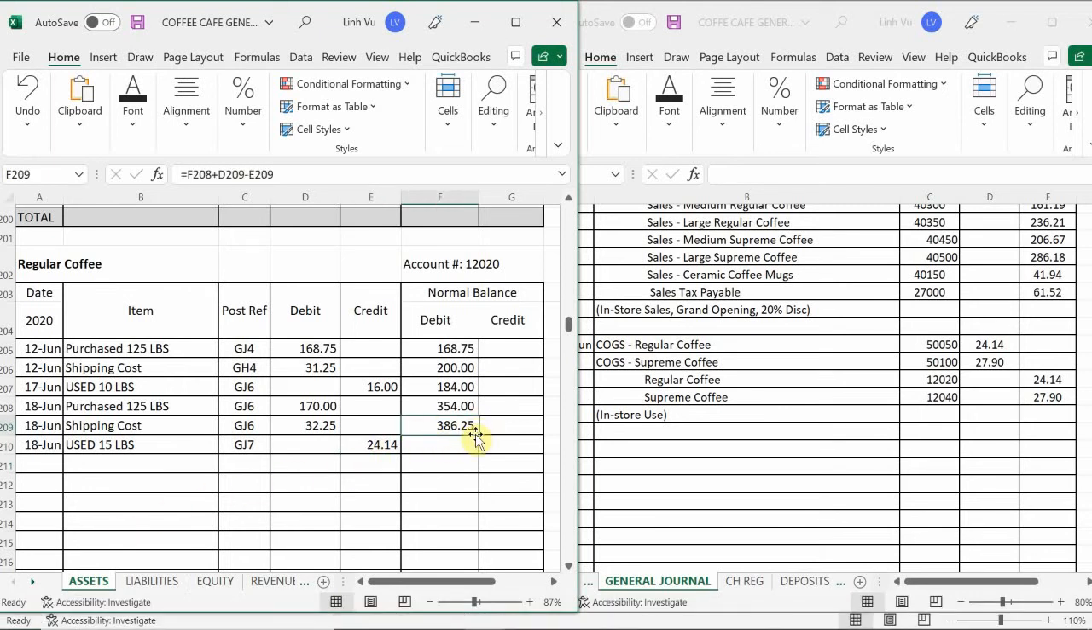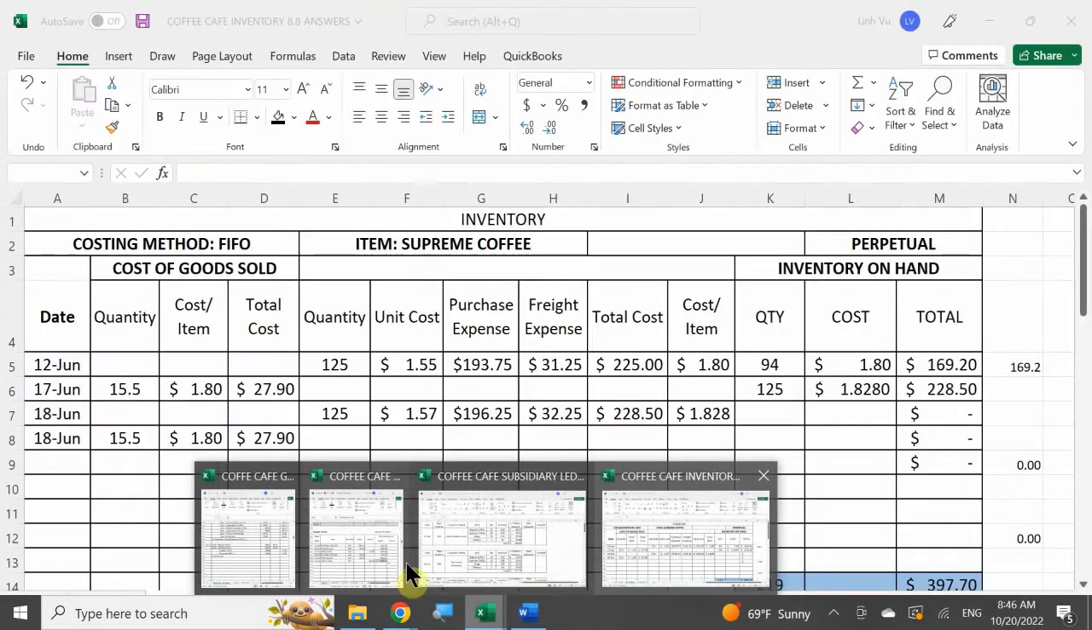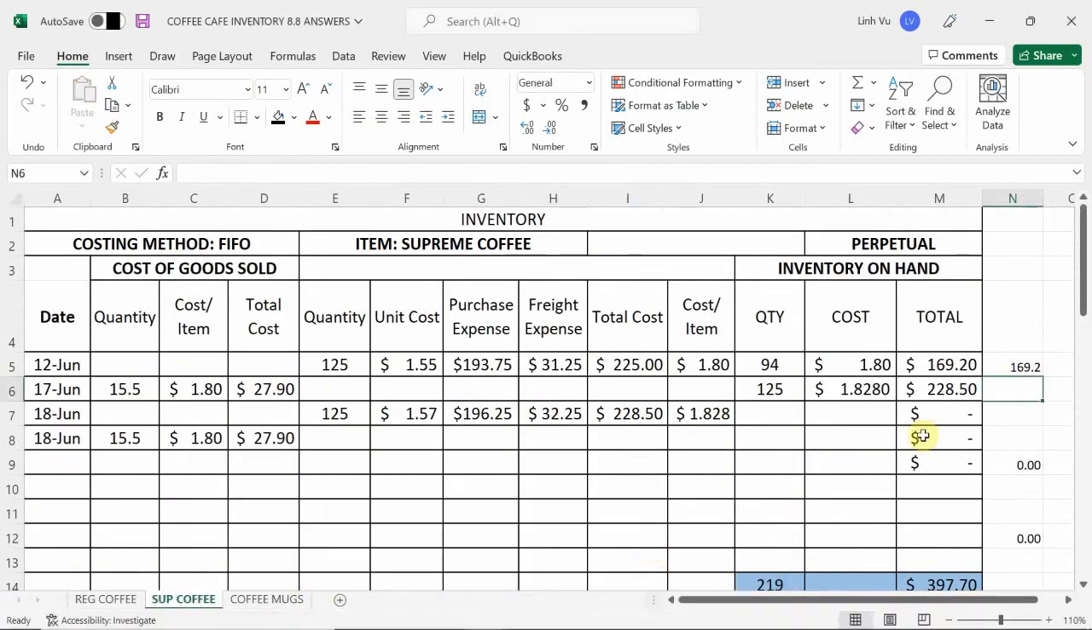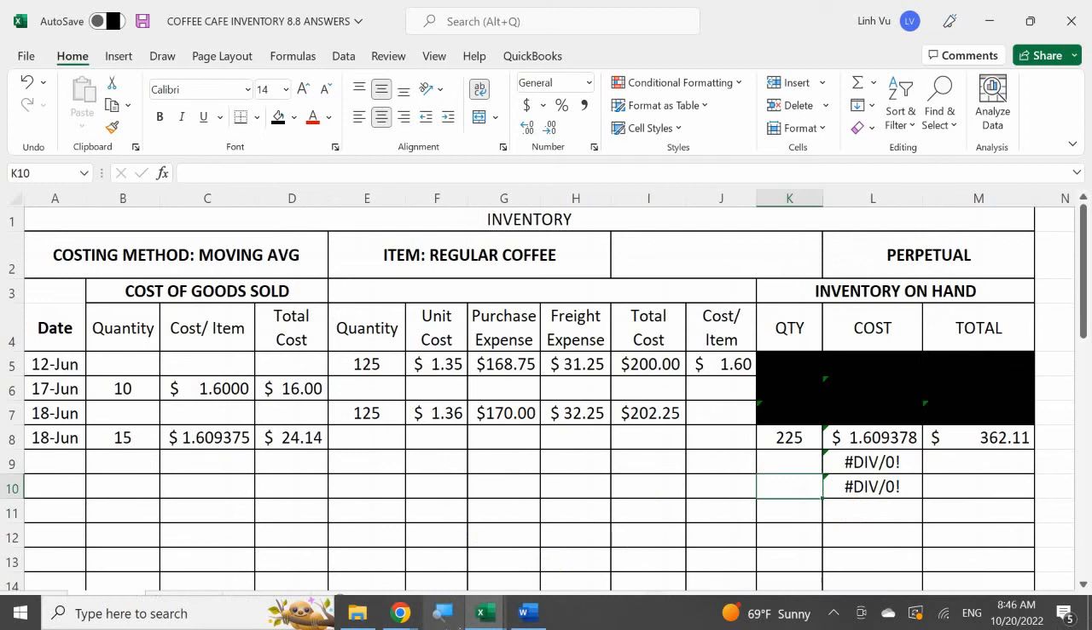And where do we see this number? This number, right? That cost of goods sold. Yes, you need to double confirm: did you do your calculations correctly in your inventory worksheet? In this case, 362.11 is correct. Okay.